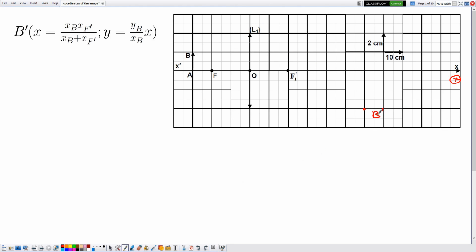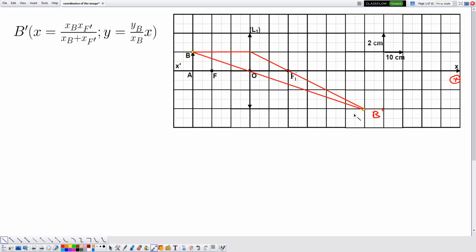Okay, now after we have located the image point B prime of the object B, now we can trace rays of light issued from B. So this is the first one parallel to the optical axis. So now after we have located the point B prime, we know that this ray will emerge going to B prime like this. And now another one issued from B passing through the optical center will go to B prime.